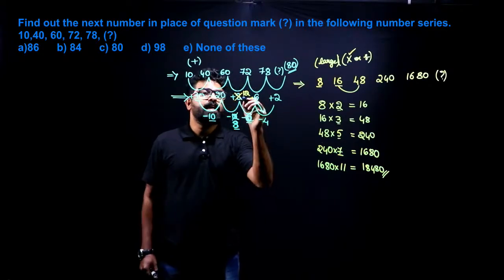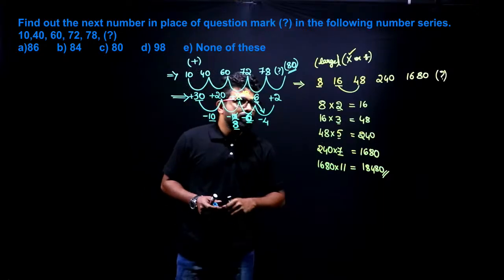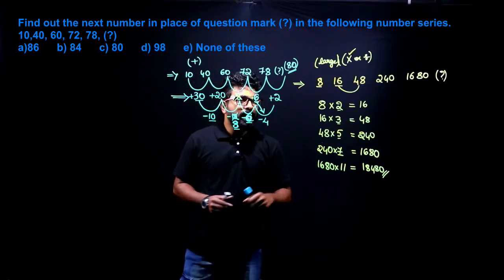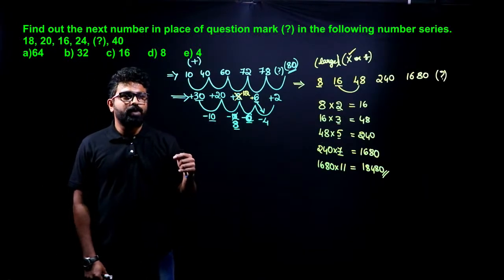Sorry, I made a mistake here with my calculations. It should have been 12 instead of 8 here. Am I clear? So let us move on to the next series then. Let's move on to the next question. What is our next question here?